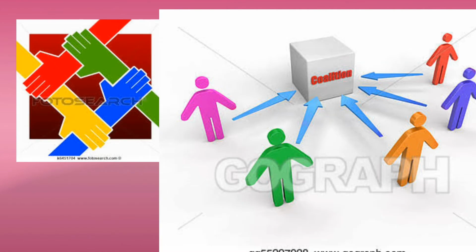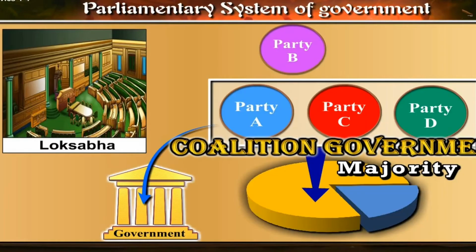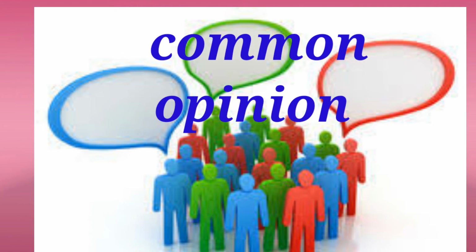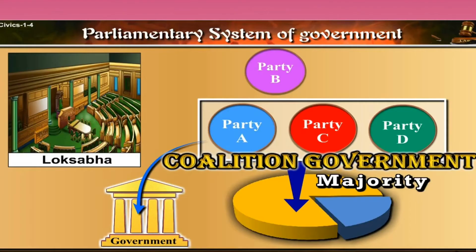A coalition government means political parties which have common concerns. Let me repeat again: different political parties which have common concerns come together to form the government. That type of government is known as a coalition government. In Tamil we used to say Kootani. This is the term we use for the coalition government.